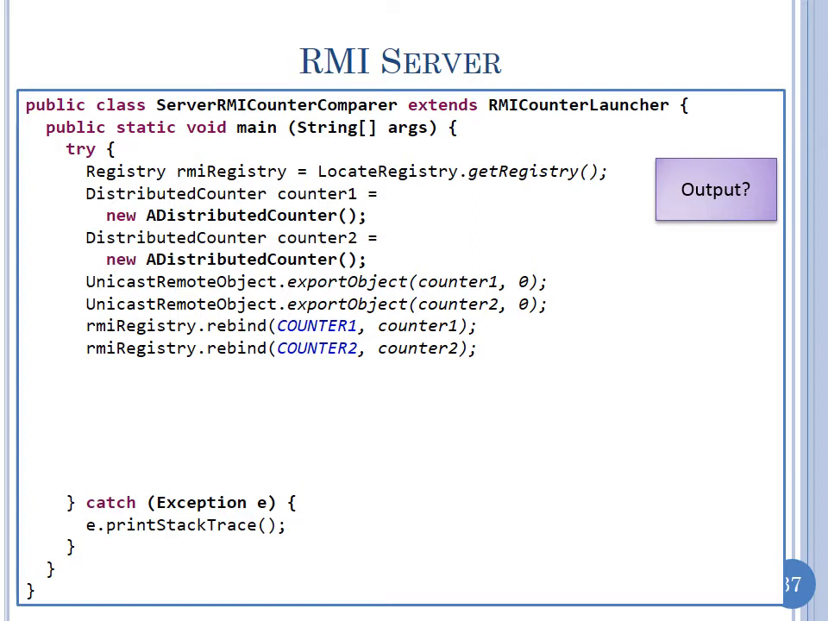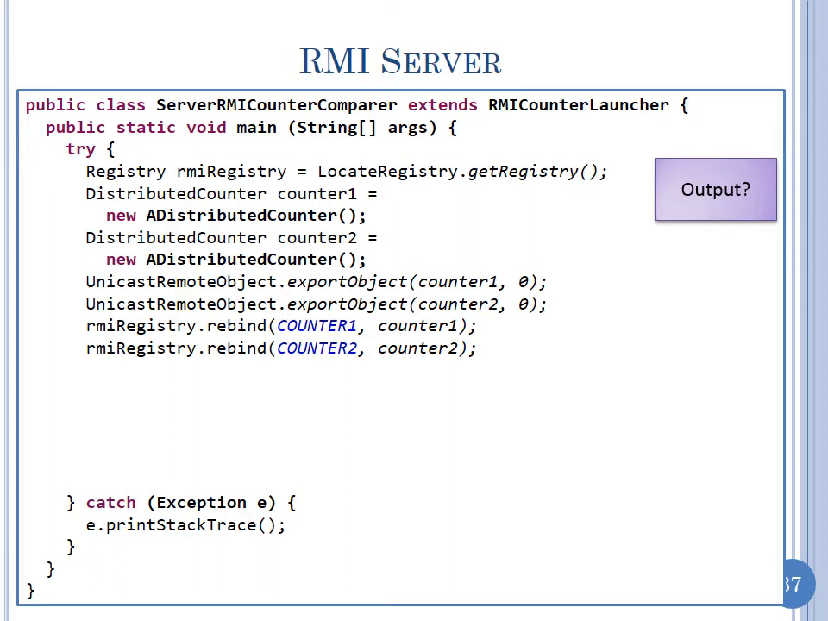And these two objects are bound to two different names. One is the named constant counter 1, the other is the named constant counter 2. Okay, so we have two distributed counters, and they both are initially 0. We have not done any operation on these counters, so they're both initialized to 0.